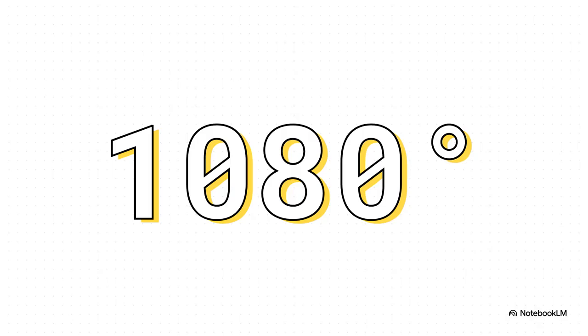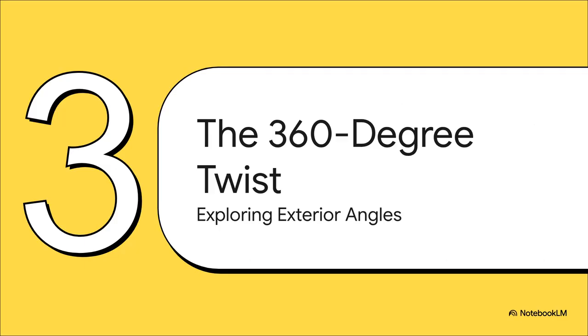Let's put it to the test with that gazebo from the beginning. That's an octagon, so it has 8 sides. We just pop that into our formula. 8 minus 2 times 180. Well, that's 6 times 180, which gives us 1080 degrees. Perfect.